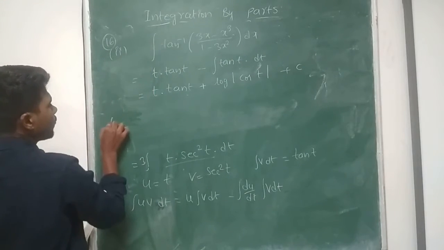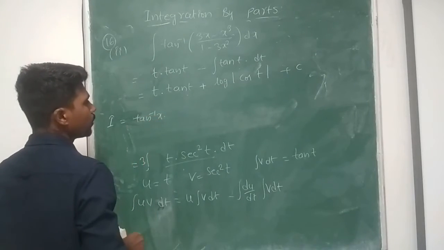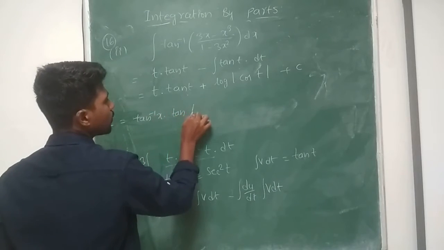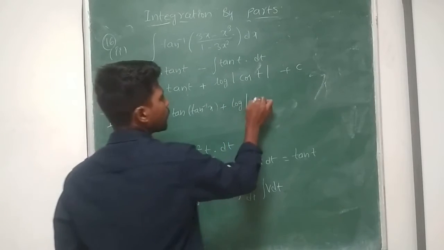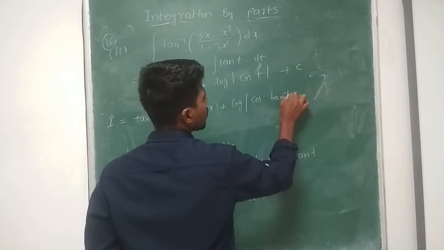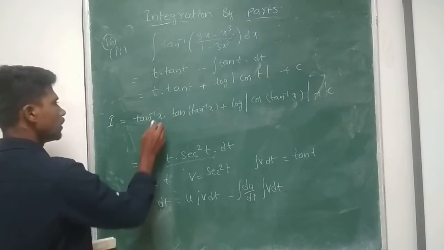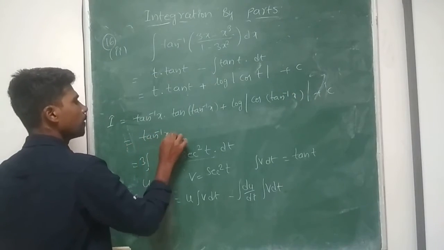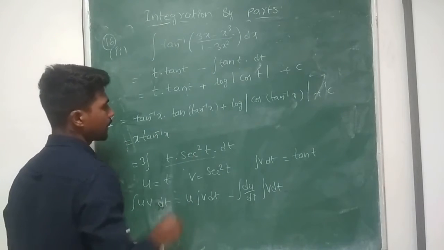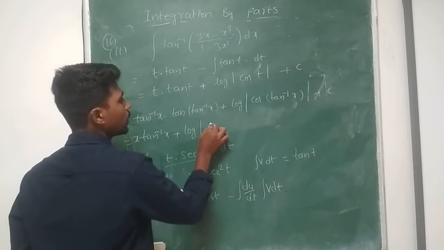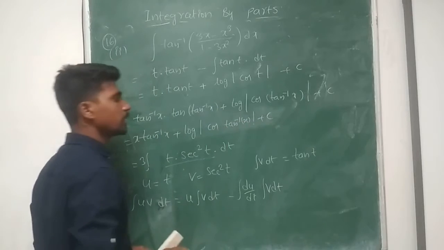Then the given integrand, if I consider it as I, will be equal to tan inverse of x into tan of tan inverse x plus log modulus of cos tan inverse x plus c. Now, tan of tan inverse x can be written as x. So I write the x first: x tan inverse x plus log modulus of cos tan inverse x plus a constant c.